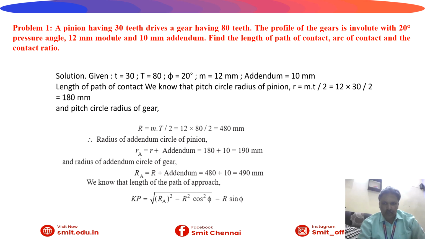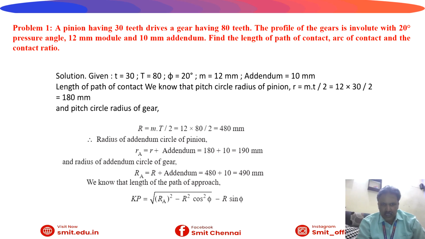Capital T is equal to 80, small t is the small gear, 30 number of teeth, phi is 20, m is 12 mm, that is module, it is given. Addendum 10 mm. Length of path of contact: we know that the pitch circle radius of the pinion is R equal to mt by 2, this is the basic formula, that is 12 into 30 by 2.